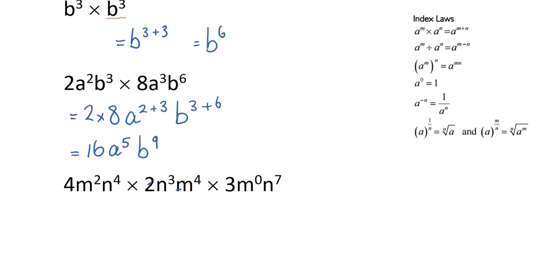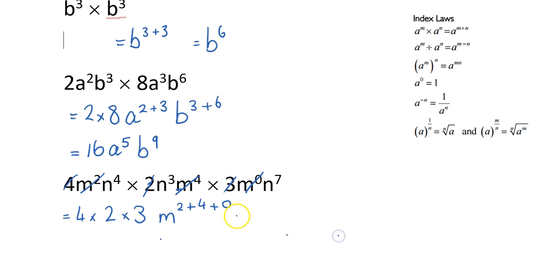So let's go down a little bit here. So this is the same kind of thing, it's just a little bit bigger. We're going to start with numbers first. So 4 times 2 times 3. Okay, and then my letters in alphabetical order. So I'm going to go my m's first. So m to the power of 2 plus 4 plus 0. Okay. You might like to cross them off as you go along. I don't typically, but some people prefer to.